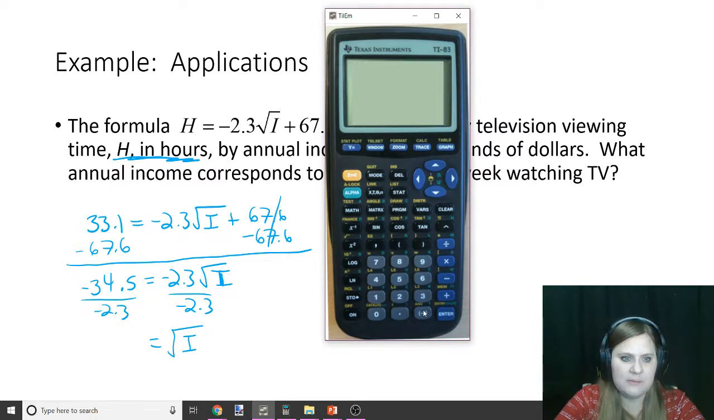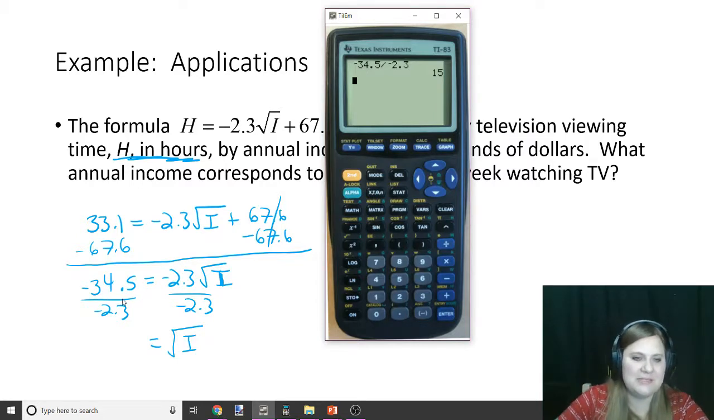okay, this one comes out not totally terrible, but you will recognize that a negative divided by a negative should come out to be a positive. And look at that, it actually comes out beautifully. It comes out to exactly 15.